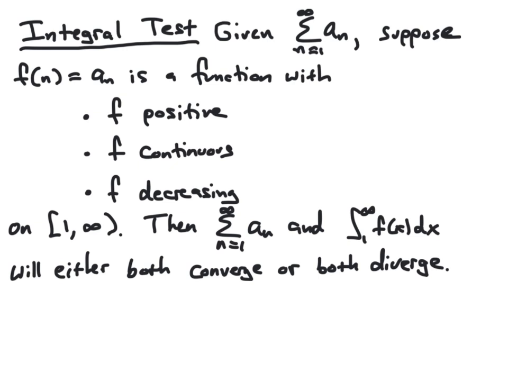Notice that the three conditions for f are incredibly important. F needs to be positive, continuous, and decreasing for this test to apply. While most functions we'll see will have these properties, it's worth noting that there are cases where one or more of these properties will not hold. And in those cases, this test does not apply and could be used to reach a false conclusion.